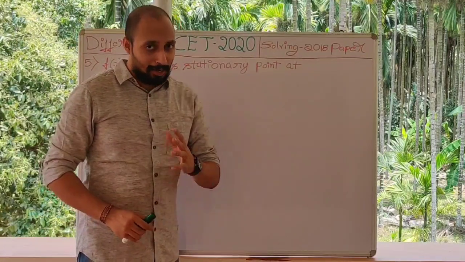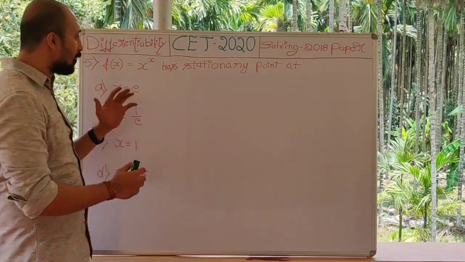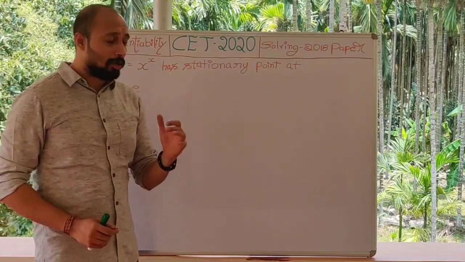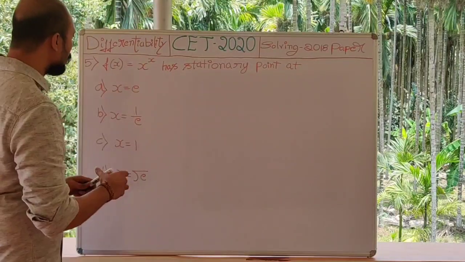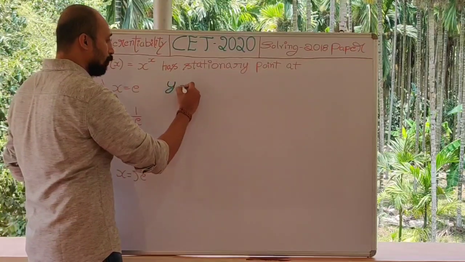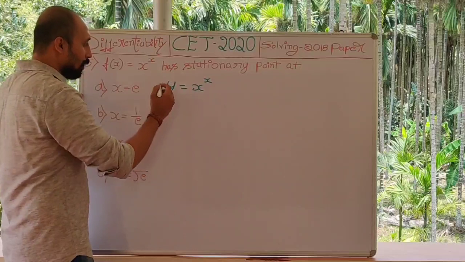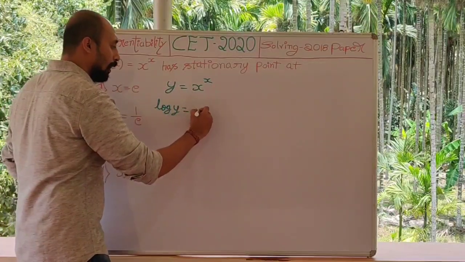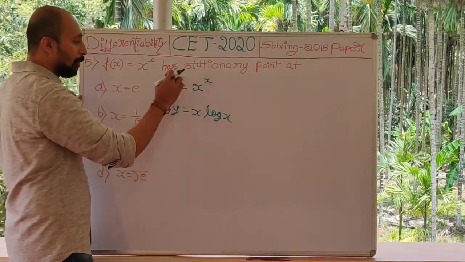This is the fifth problem in differentiation. If f(x) is equal to x to the power of x, this function's stationary point is what I have to find. To find this, I need to put y dash is equal to 0. So what I can do is consider y is equal to x to the power of x. To find the differentiation, this will be log y equals x log x. That is, I am applying log on both sides, I am bringing the power down.